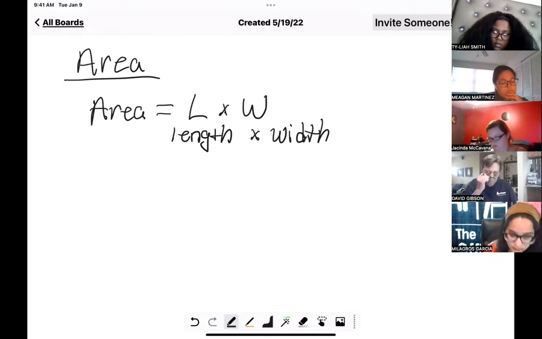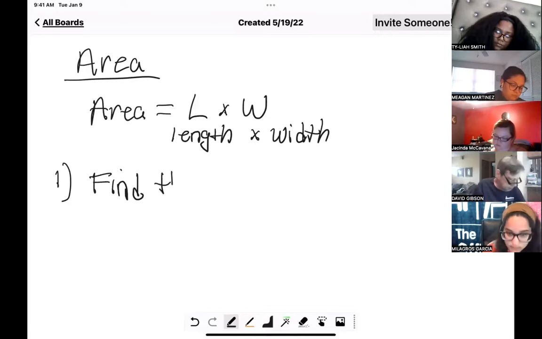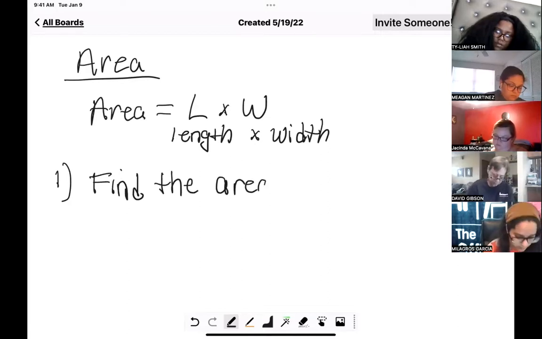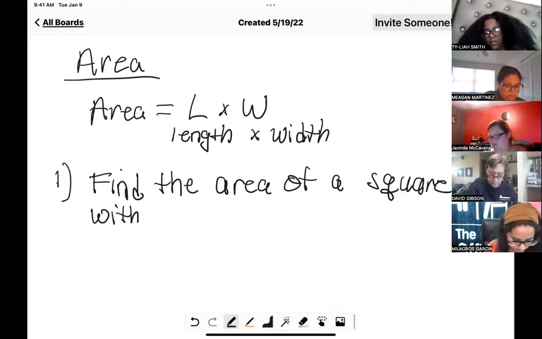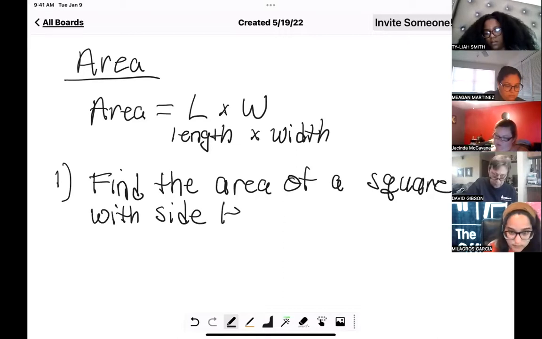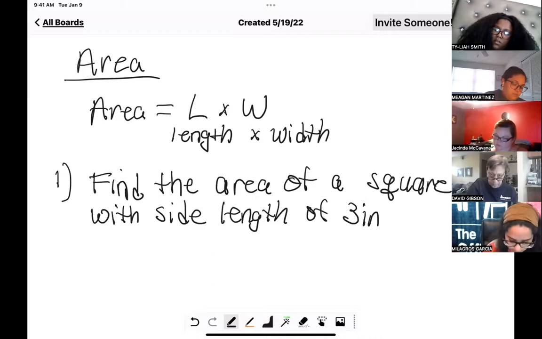A couple things to keep in mind. I should do it with an example. We'll do example 1. We'll do number 1. Okay. Find the area of a square with side length of 3 inches. Small square.